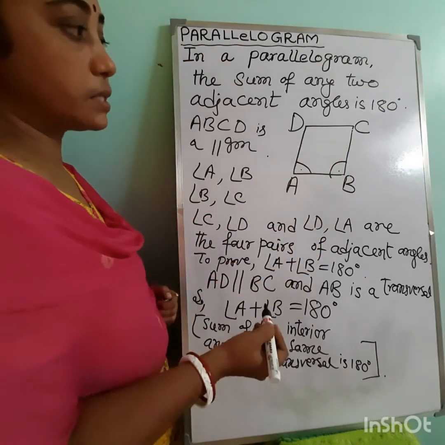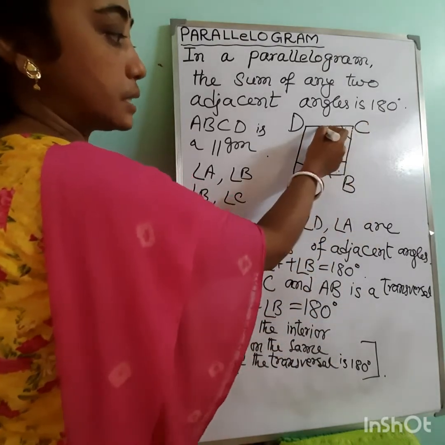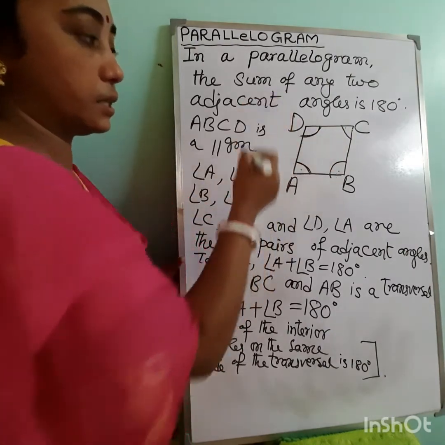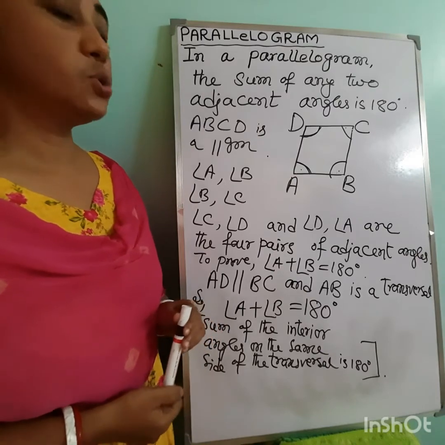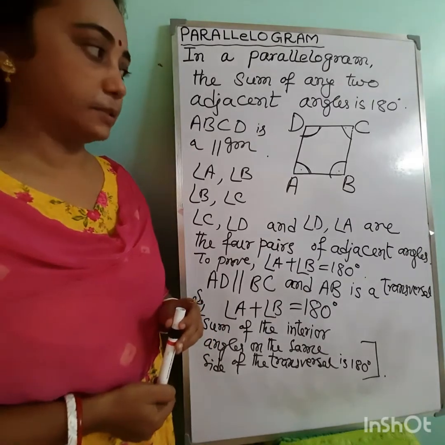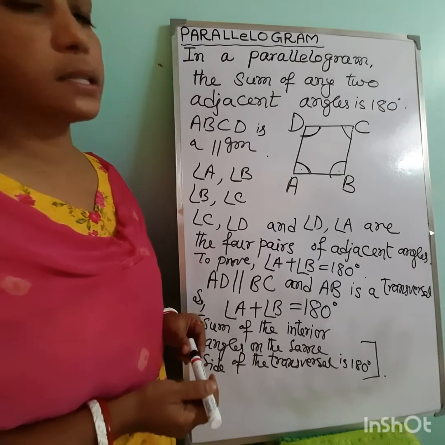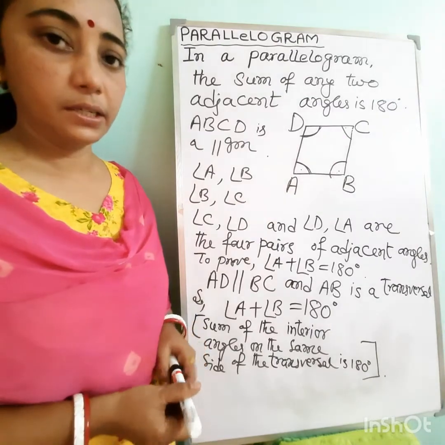Similarly, in the same way we can also show that B plus C is equal to 180 degree, C plus D is equal to 180 degree and angle D plus A is equal to 180 degree. So which shows that the sum of any two adjacent angles is 180 degree. And there is another important property, that the sum of the four angles of a parallelogram is 360 degree.